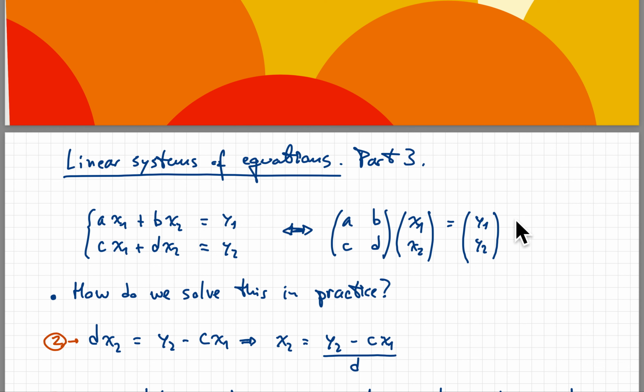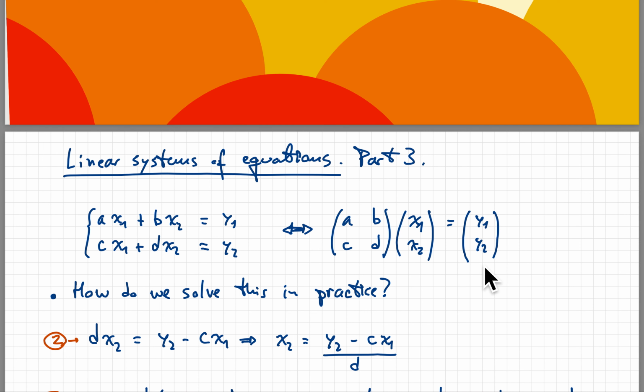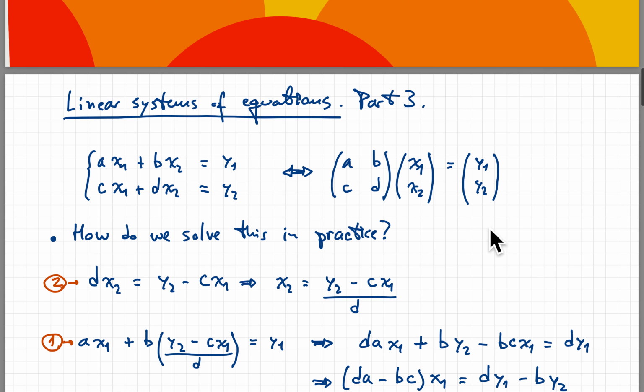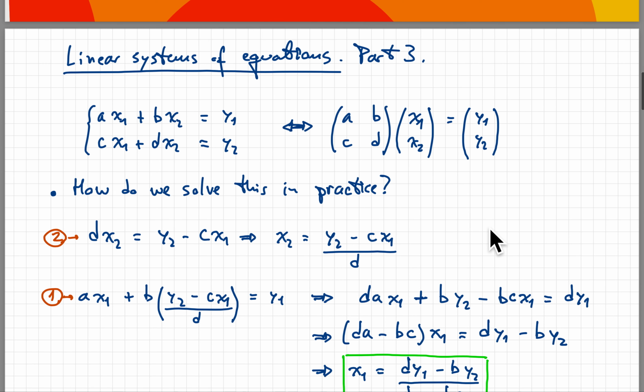And you can write it in matrix form, matrix vector form in this way, with your matrix being a, b, c, d, your unknowns being x1 and x2 in a vector form like this, and your right-hand side being y1 and y2. Now, how do we solve this type of system in practice? We don't really use matrices to solve this type of problem. We really just do it by hand typically.